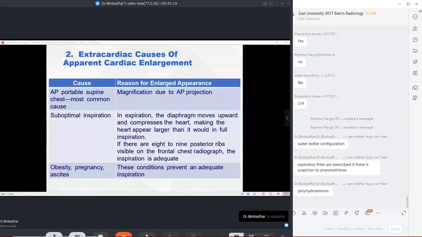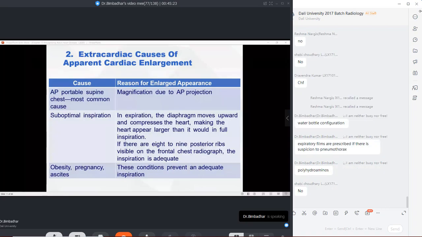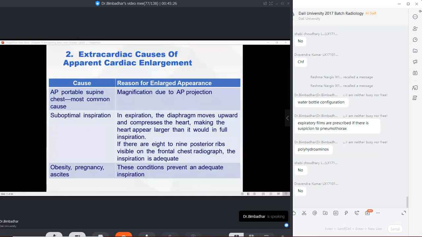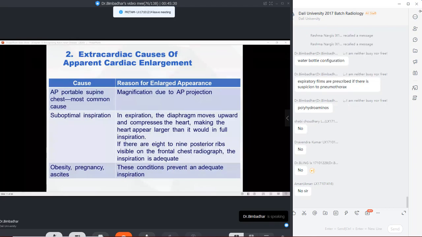Did you hear this word, polyhydramnios? Polyhydramnios is a condition where there is an increase in the amniotic fluid. The baby is inside the amniotic membrane, and there is a lot of fluid in it, which is called amniotic fluid, which supplies nutrients to the fetus. Didn't you learn this in embryology?